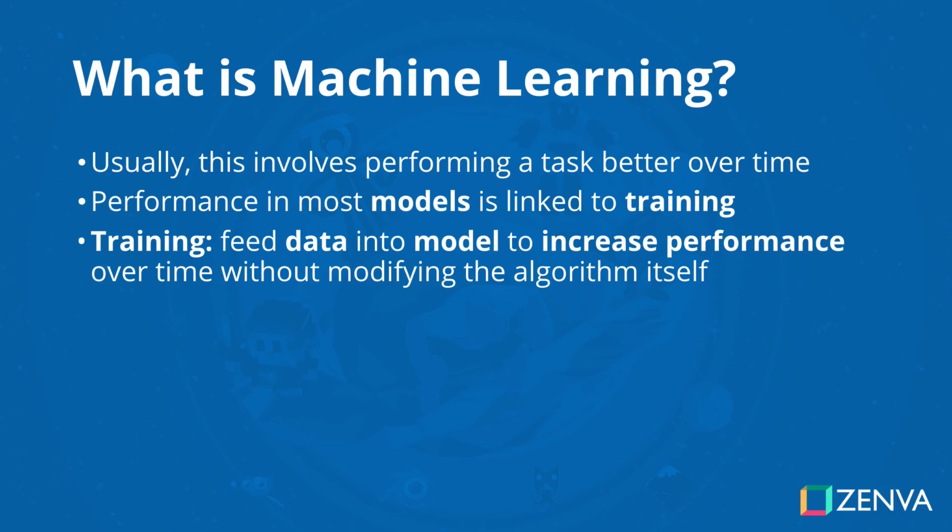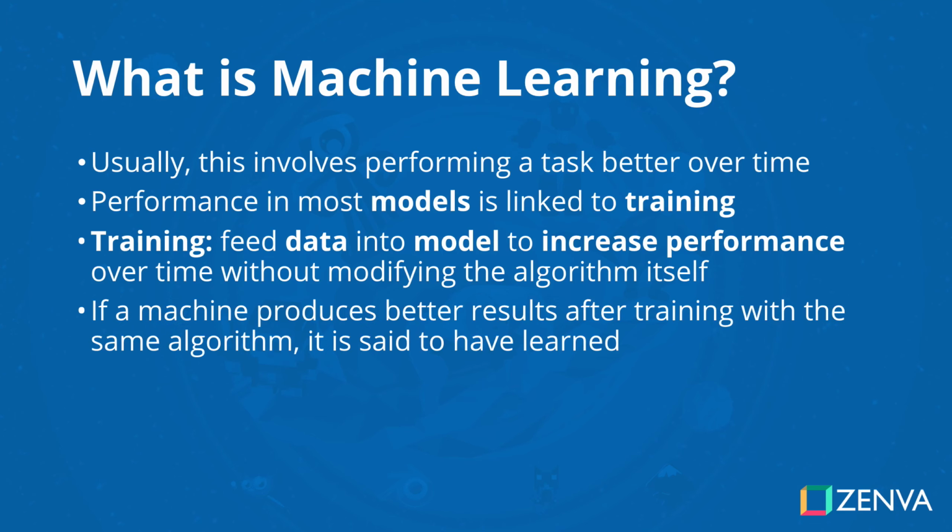Now that's a very important aspect of it because otherwise it's not really machine learning. If we're actually making changes to the algorithm to increase performance, then it's not learning itself. That's us manually changing things. There's no machine learning there. If a machine produces better results after training with the same algorithm, it's said to have learned. So if the model starts out at the very beginning with maybe 20% accuracy, that means it's only getting 20% of the answers correct, and then later on that bumps up to, I don't know, 80 or 90%, then we have a good model, and that model is said to have learned a lot.